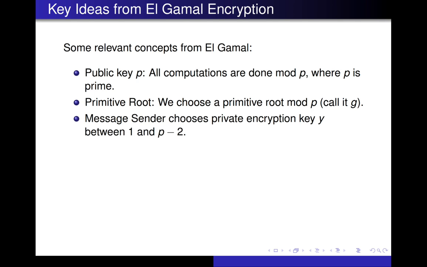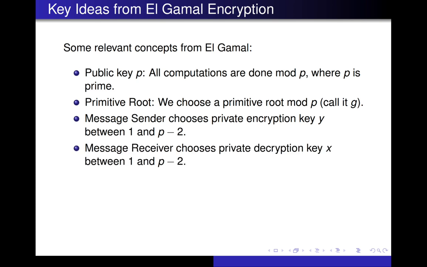So then our message sender would choose a private encryption key. We called that Y back in the old days, and that was between 1 and P-2. The message receiver chooses a private decryption key between 1 and P-2. And the magic of El-Gamal is that the message sender didn't have to know what the decryption key was, and the message receiver didn't have to know what the encryption key was, but they were still able to encrypt and decrypt messages appropriately.